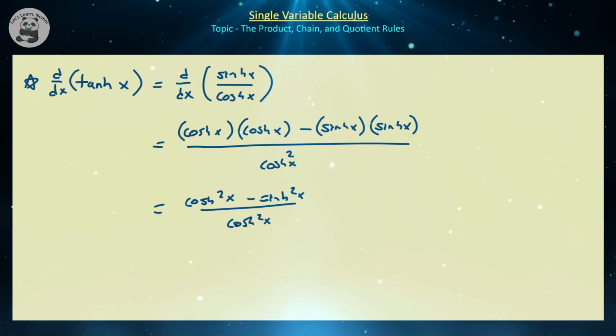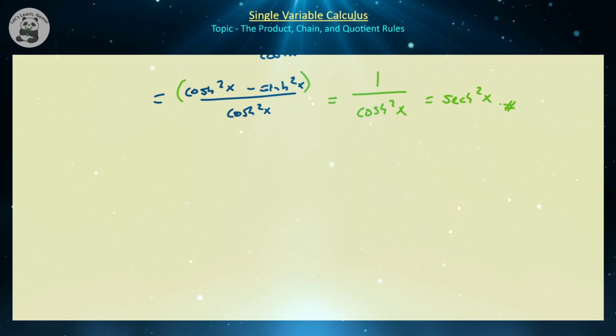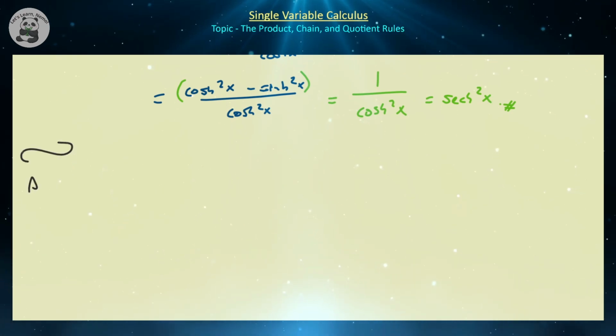One of your special identities from hyperbolic trigonometric functions is that hyperbolic cosine squared minus hyperbolic sine squared of a particular element x, regardless of what x is, is always equal to 1. So this is equal to 1 divided by hyperbolic cosine of x squared. And that obviously is going to be equal to hyperbolic secant squared of x, right? So just like trigonometric functions, the derivative of tangent is secant squared, and the derivative of hyperbolic tangent is hyperbolic secant squared. So there's quite a few parallels here, which is actually pretty nice.